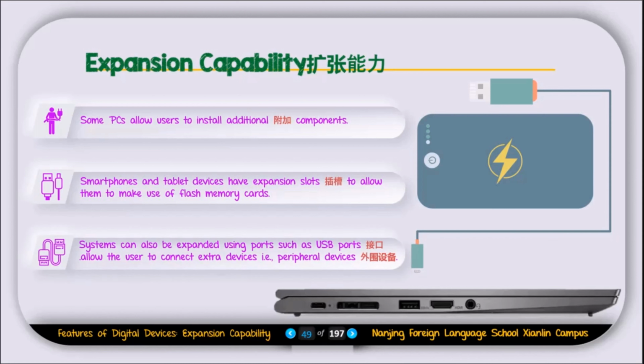Systems can also be expanded using ports, such as USB, which allows users to connect extra devices, for example, peripheral devices. For example, you can see your laptop. You can connect different devices to your laptop with a USB cable. Some laptops have an SD card reader built in, so you can just plug in the card and read the data from the card. Or you can use the USB port to connect different peripheral devices, for example, a microphone, a keyboard, or a wireless mouse. All those things are called expansion capabilities. This is also one of the features of the device.